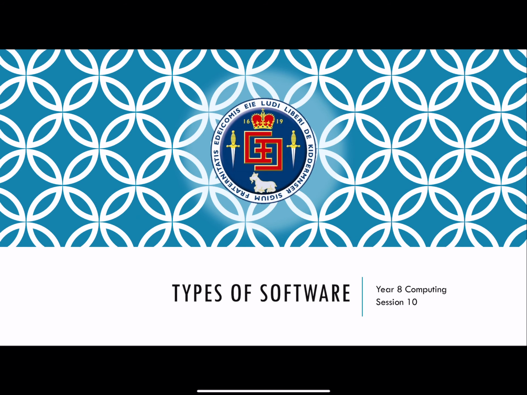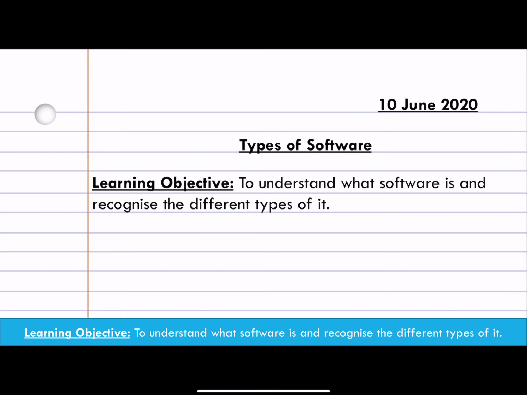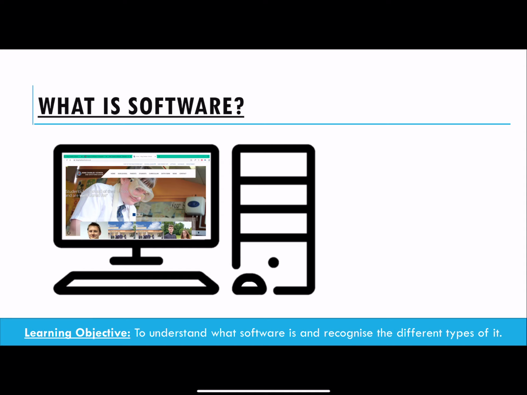Hi everyone, in this lesson we're going to talk through different types of software within a computer system. So we're going to understand what software actually is and recognise the different types of software that exist. There are a couple of main types of software you need to be aware of. Before we get into that, we need to talk about what software actually is.